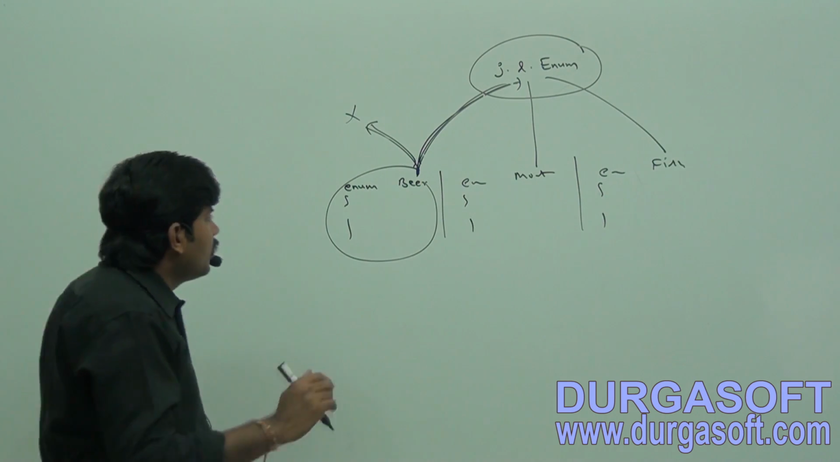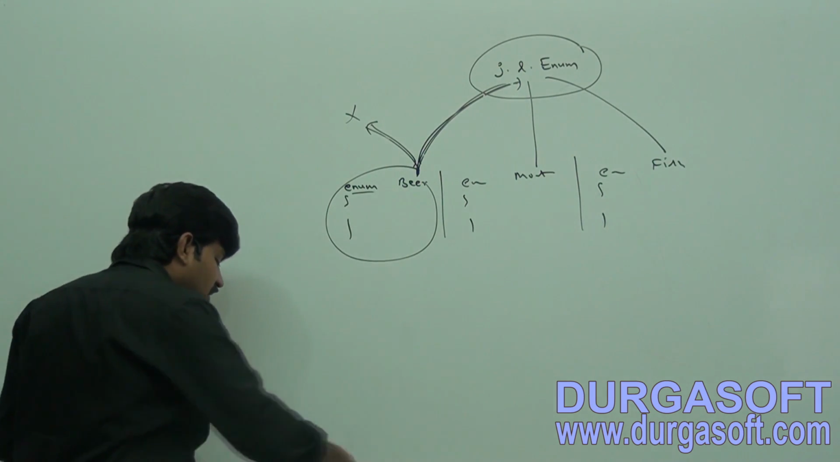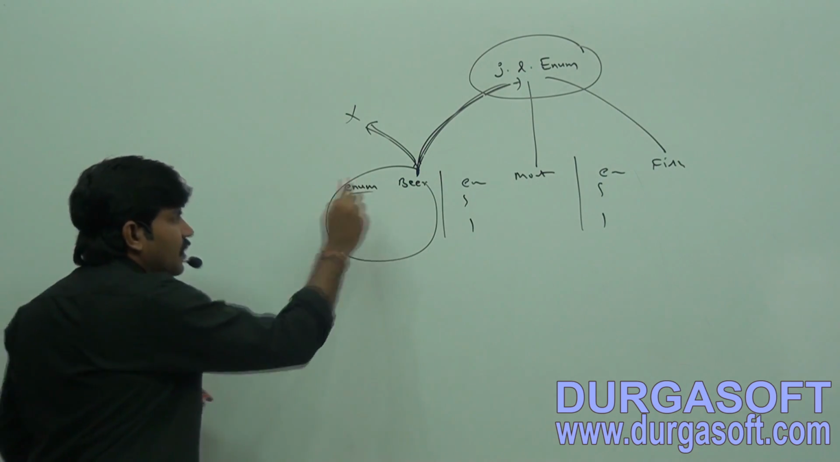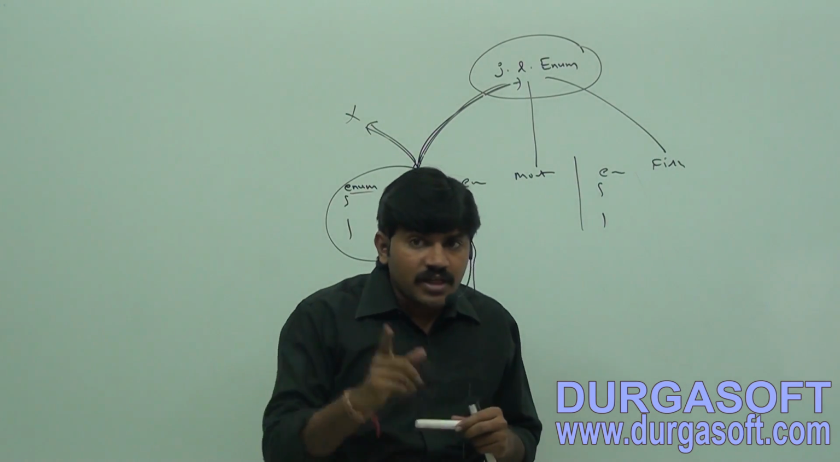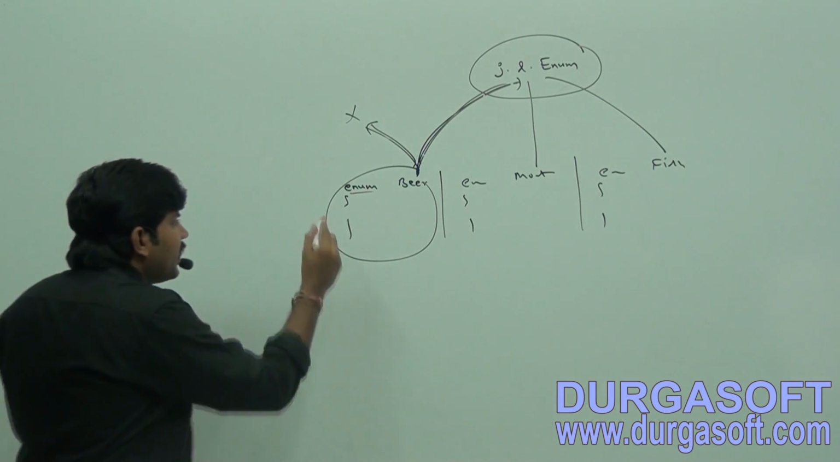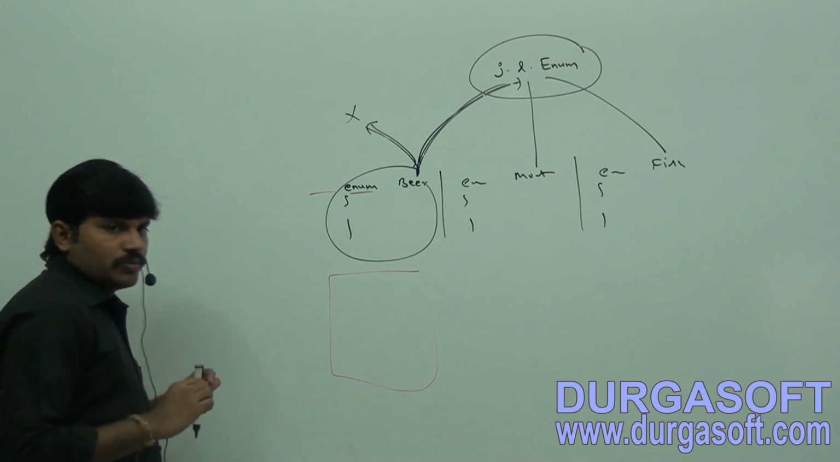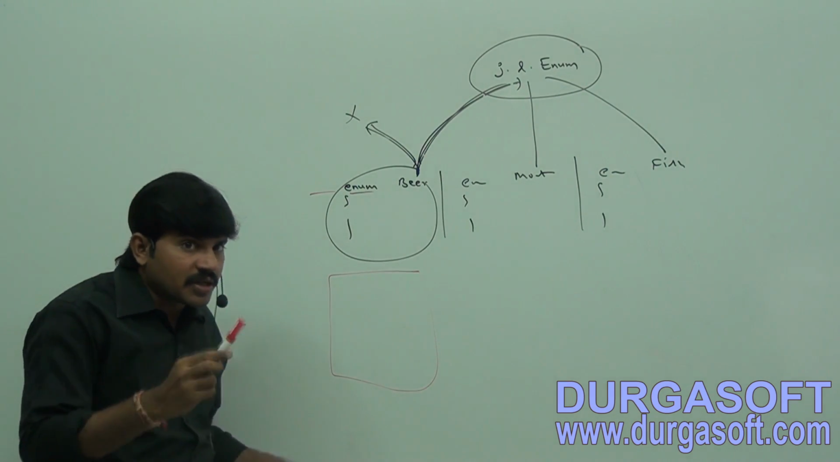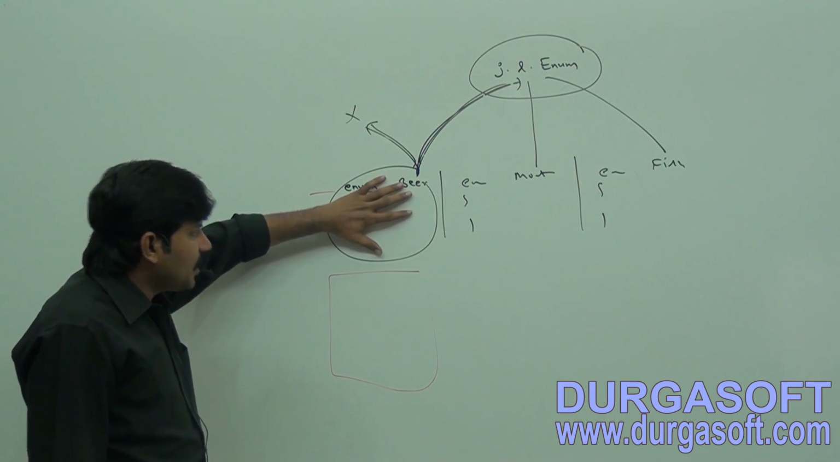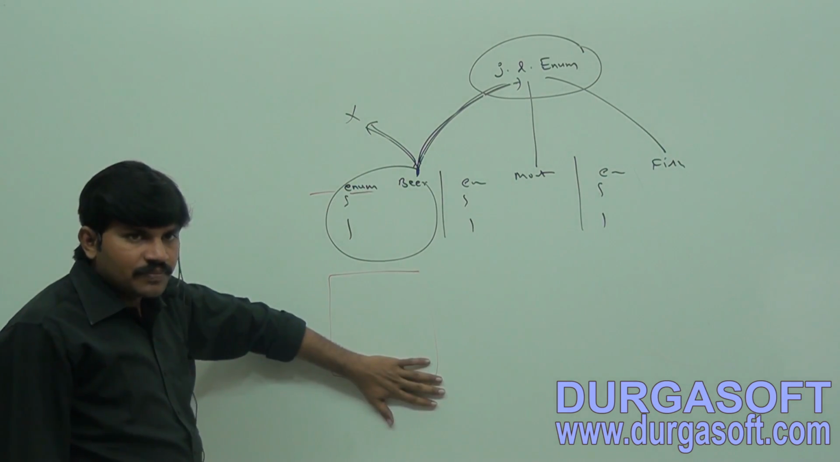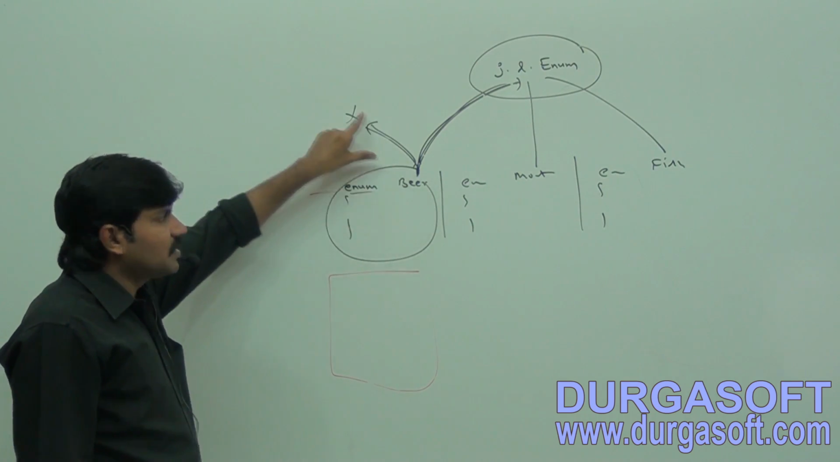Second point: every enum is always final implicitly. If it is final, is it possible to create a child enum? No, because for final classes we can't create a child. So for our enum we can't create a child, and our enum can't extend some other.